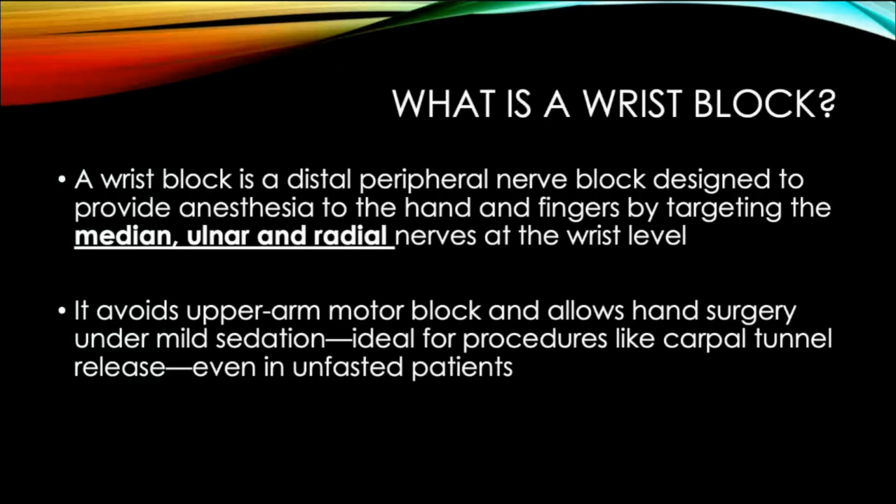Today I will talk about motor sparing block of the wrist and ankle. So first we go into wrist block. So what is actually a wrist block? It's a distal peripheral nerve block designed to provide anesthesia to the hand and finger by targeting the median, ulnar and also radial nerve at the wrist level. It avoids the upper arm motor blocks and allows hand surgery under mild sedation, and is ideal for procedures like carpal tunnel release and even in arm-busted patients.